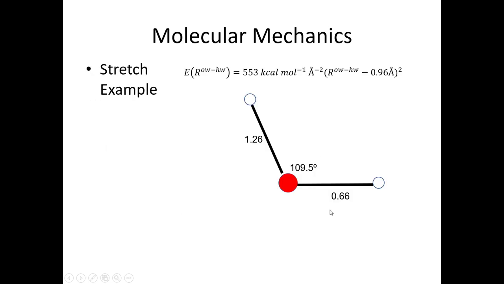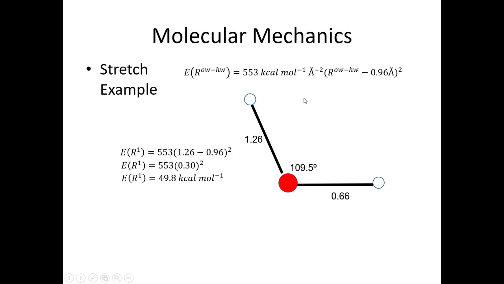So let's have a look at a simple example. The simple example is water, and in the Amber force field, the k is 553 kilocalories per mole per angstrom squared, and the equilibrium bond distance is 0.96 angstrom. So you can see immediately that in this water molecule, this hydrogen-oxygen bond distance is not at equilibrium, and this hydrogen-oxygen bond distance is also not at equilibrium. So the energy from each of these bonds will not be zero, and we can calculate it using this k times (r minus r naught) all squared.